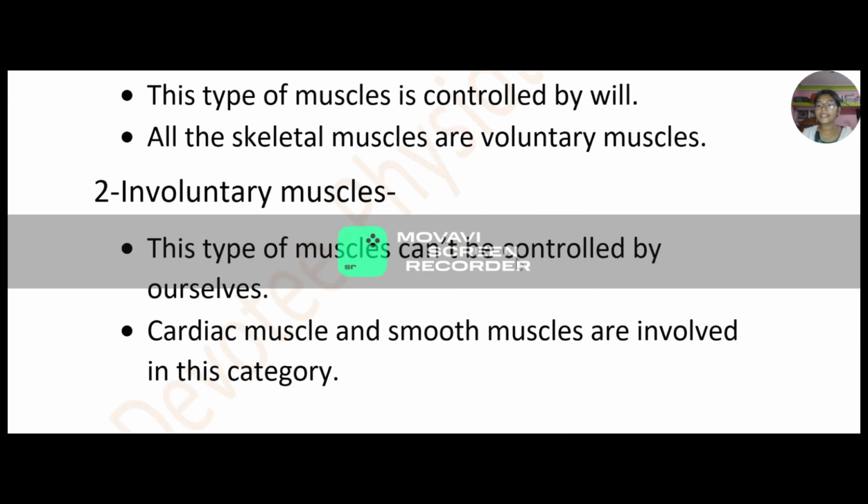This type of muscle can't be controlled by ourselves. Cardiac muscle and smooth muscles are involved in this category. We can't control the action of the cardiac muscle and the action of the smooth muscles. So these types of muscles are involved in this category, that is involuntary muscles.